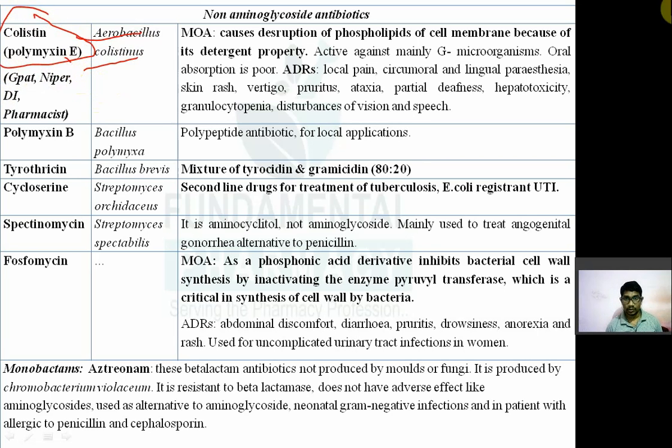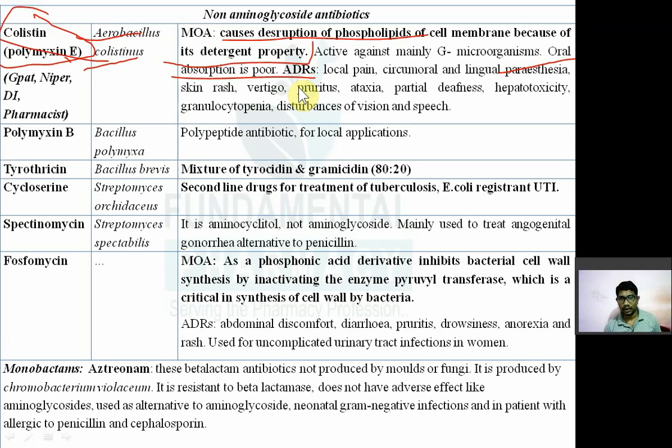So what is the mechanism? It causes disruption of the phospholipid of the cell membrane because of its detergent property. A question comes on this: which one of the following antibiotics will damage the bacterial cell membrane by its detergent property? Colistin sulfate is the salt of polymyxin E. It is active against gram negative organisms. Oral absorption is poor, so it will not be orally absorbed because it is a water soluble, highly ionizable drug.